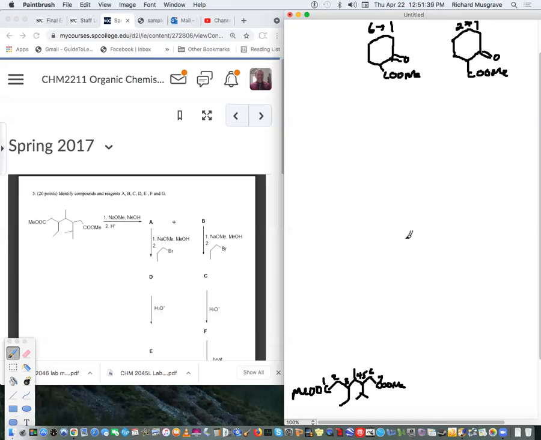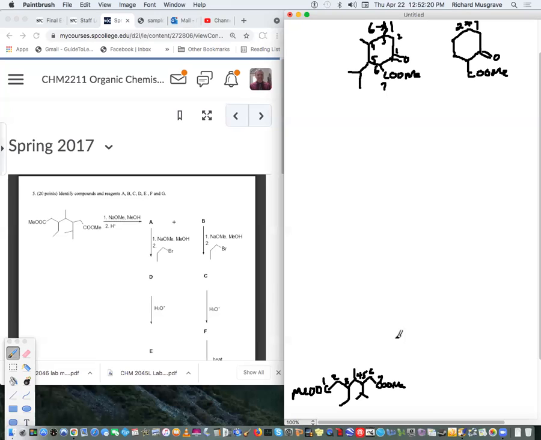Let's look at 6 to 1 first. 6 to 1 would leave the 7 group on the outside. That'd be 6. This will be 1 over here. And then the rest of the numbers just go in here: 1, 2, 3, 3, 4, 5. All right, so then I can put on the rest of these. On 3, I've got an ethyl. On 4, I've got a methyl. And on 5, I've got an isopropyl.